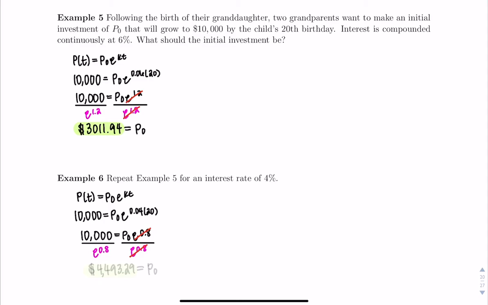And we end up getting $4,493.29 for P naught. So because the interest rate is lower, we have to invest more initially.